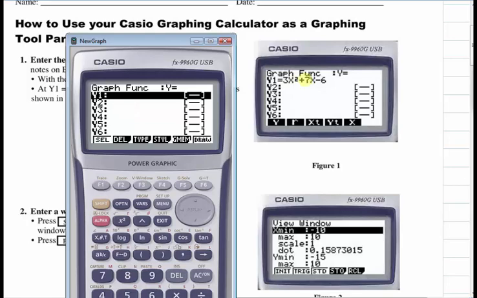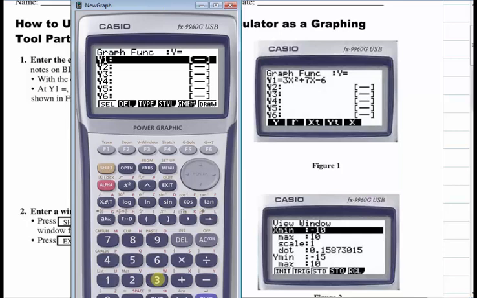Okay, so let's enter in 3x squared plus 7x minus 6. So we type in 3. We're going to go to this button over here, which is on the left, the x theta t button. That will put an x on your screen. And then press your x squared button. That will square your x. We want plus 7, back to your x theta t button, and then minus 6, and hit execute. Okay? And your screen should look like this now.